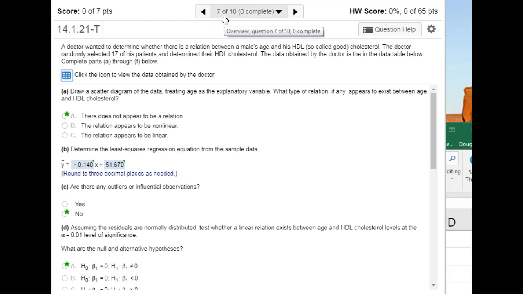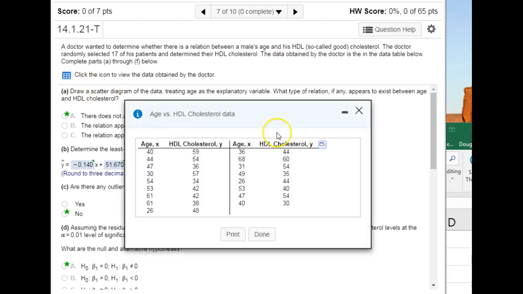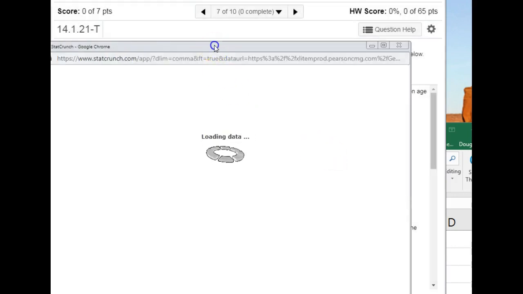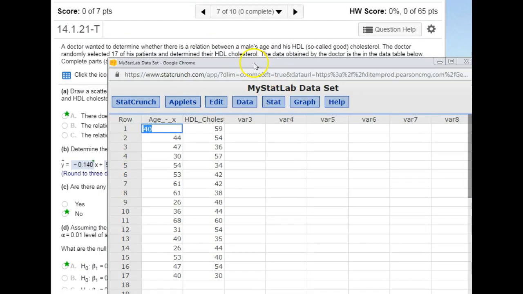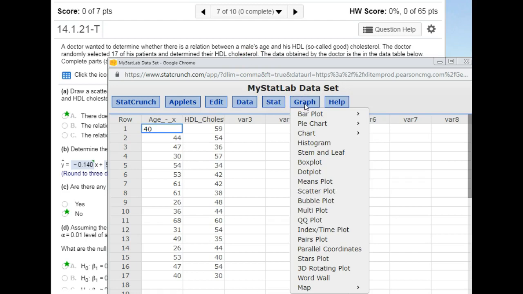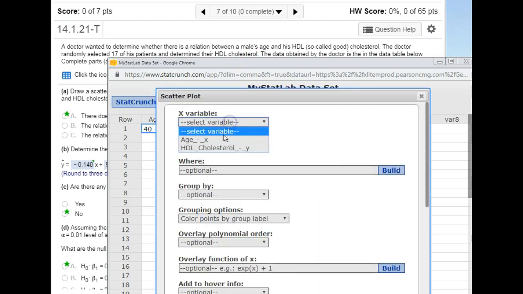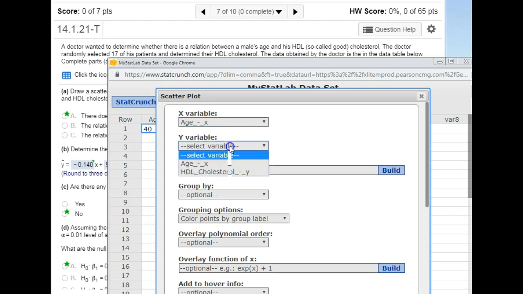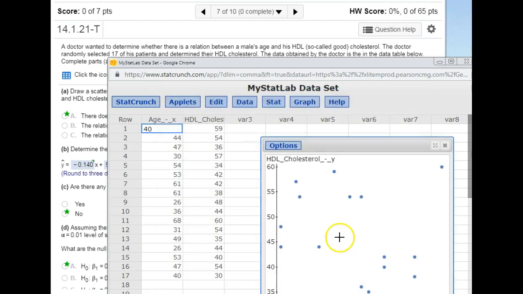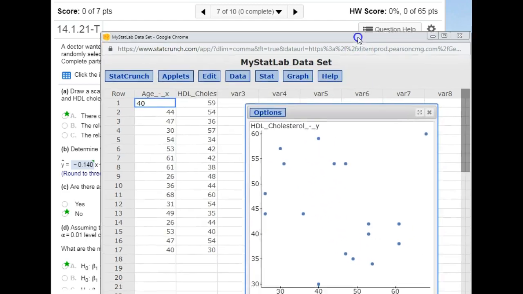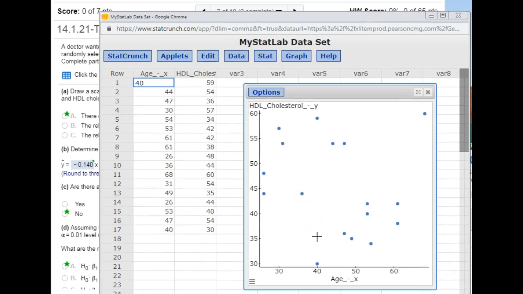For number 7, we're looking at the relationship between a male's age and his HDL cholesterol, which is the so-called good cholesterol. So we want to open that data in StatCrunch, and part A was about looking at a scatter diagram. So go to graph and scatter plot. Our x, our explanatory, is going to be the person's age, and then the response variable is their cholesterol. So if we draw that scatter plot, do we see a linear pattern?